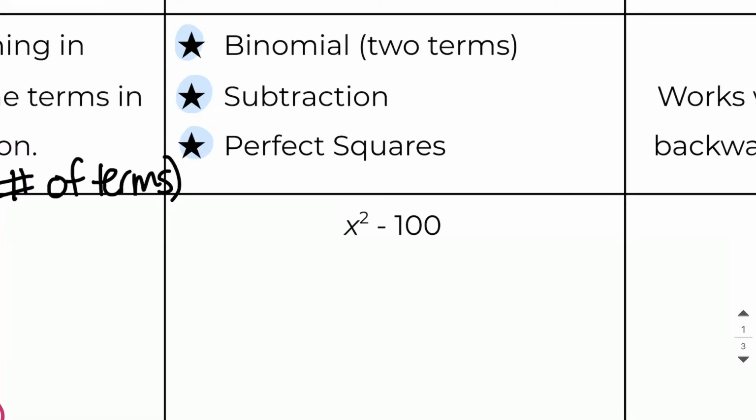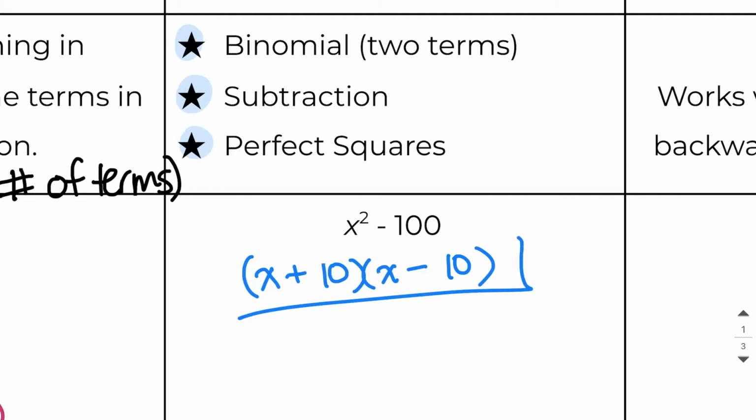Okay, so now for difference of perfect squares, in this example right here, it is a binomial because there are 2 terms. There is subtraction, and both of these are square rootable. So when I factor this expression, the square root of x squared is x, the square root of 100 is 10, and then we put a plus and a minus. It does not matter what order you go in, and that's your answer right here.